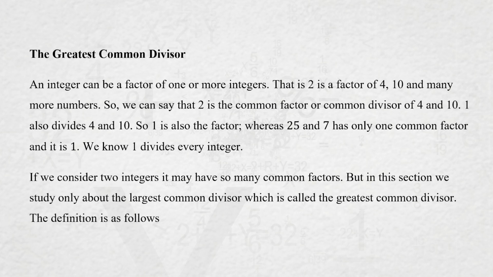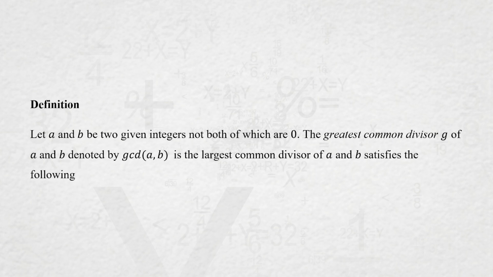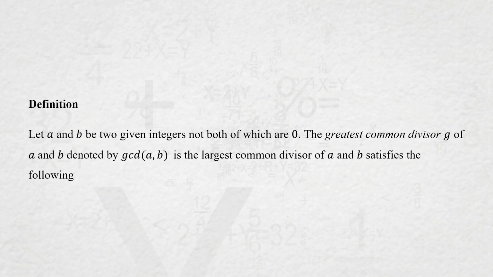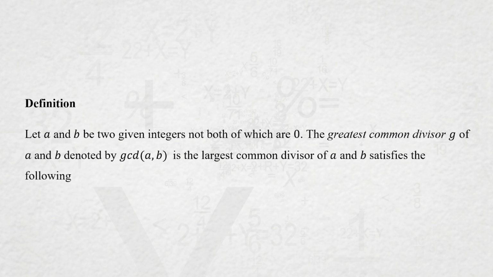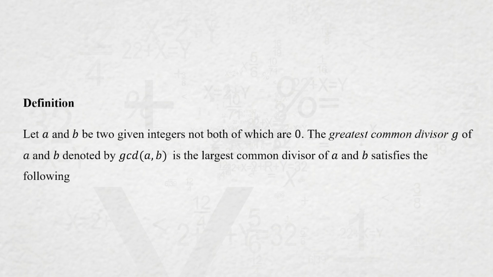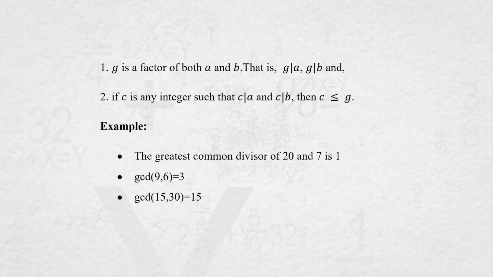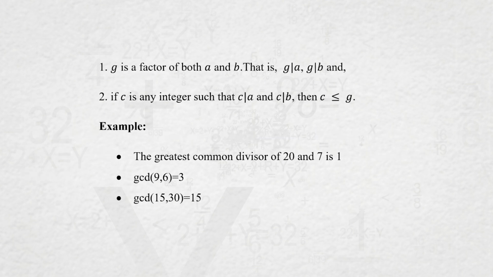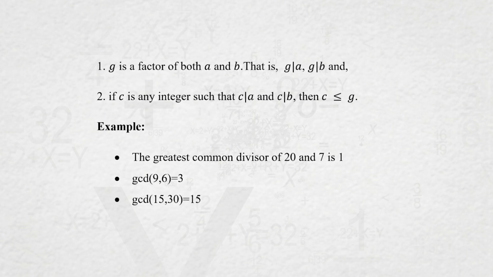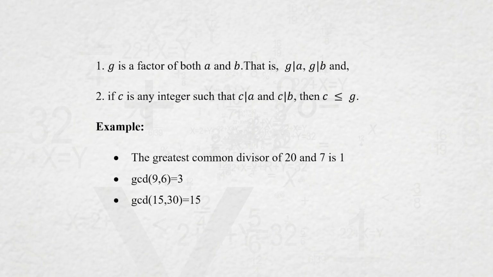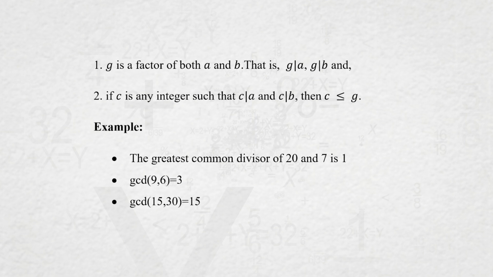Definition, we shall see now. Let a and b be two given integers, not both of which are 0. The greatest common divisor, which we are going to denote by G, of a and b, denoted by GCD of a and b, is the largest common divisor of a and b, satisfying the following conditions. The first condition is G is a factor of both a and b, that is, G divides a and G divides b. And the second condition is, if C is any integer such that C divides a and C divides b, then C should be less than or equal to G.